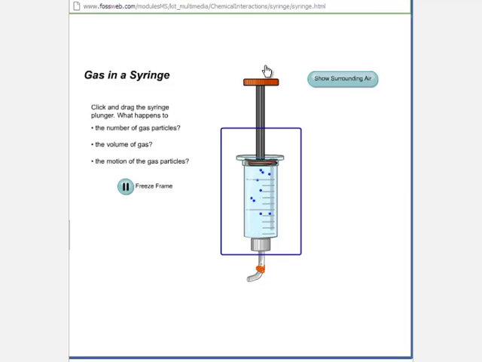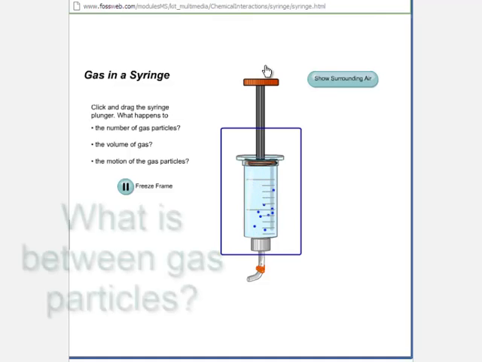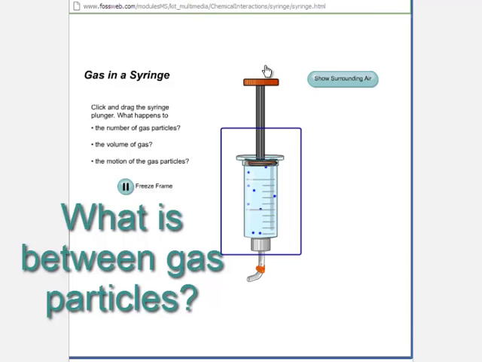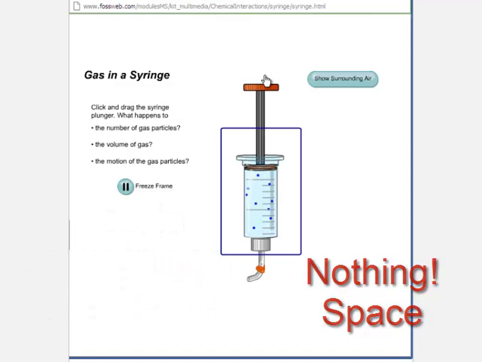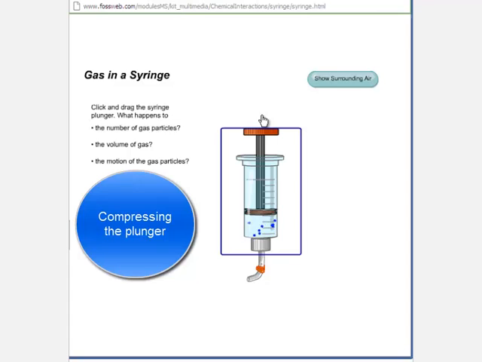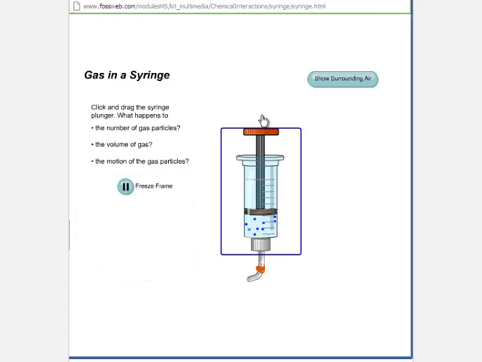You can see here that we're keying into our words. Small, they are far apart from the other particles, and they are fast moving. And in between those gas particles, all there is space. If I push the plunger down, they still want to take up as much space as possible. However, I'm giving them much less space to move.